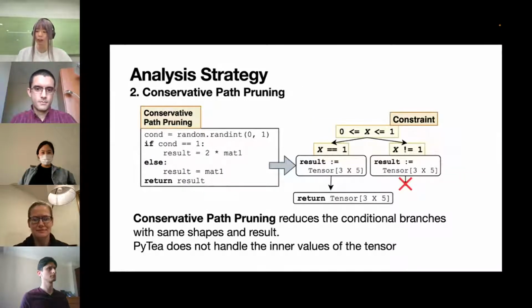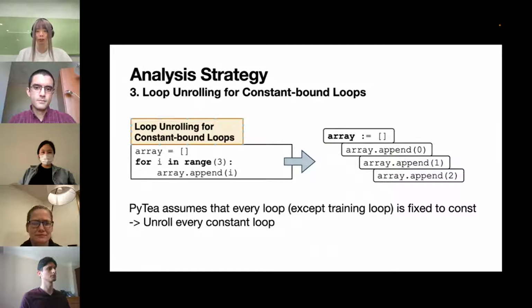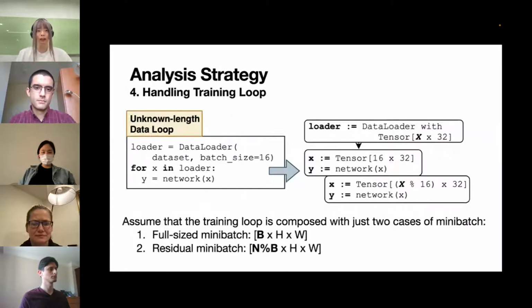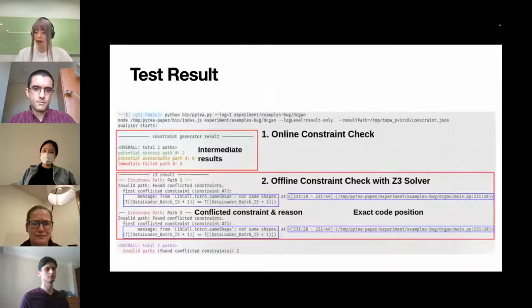However, path explosion can occur in some complicated projects. To resolve this, we have set several assumptions and strategies, such as path pruning, loop unrolling for constant bounded loops, and special handling for the training loop. Through these steps, we can inform the user which constraint can be violated and where the possible error is hidden in the code. This image is the result of the PyT command line tool.